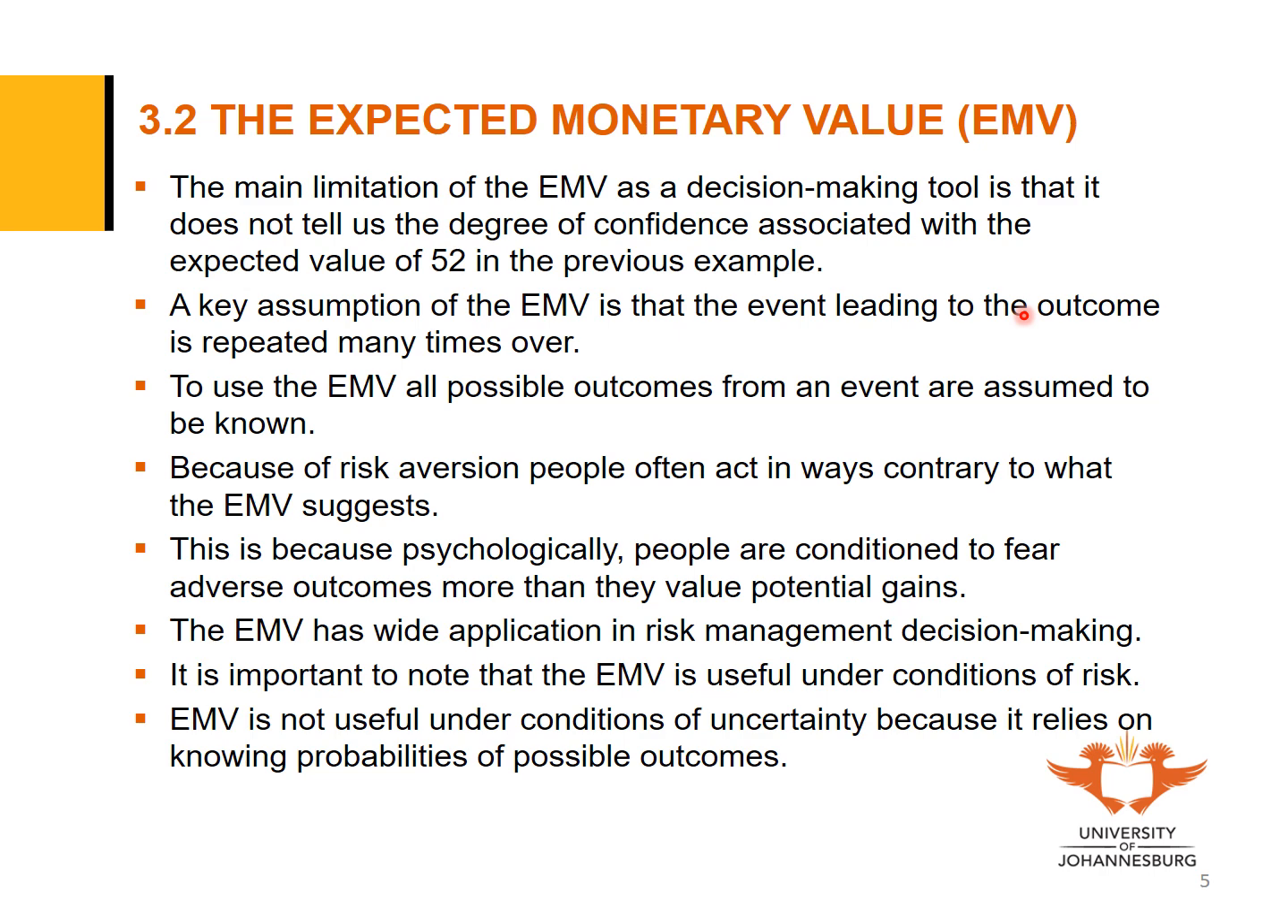Okay, so risk-averse people often act in ways contrary to what the expected monetary value suggests. Why is this? Because psychologically, we are conditioned to fear adverse outcomes, right? So we want to prevent or negate the effects of a negative outcome as much as possible. So we look at that in a more serious light than the potential gain or the opportunity that we spoke about previously. We put more value on the fear versus what gain this particular decision can bring the organization.